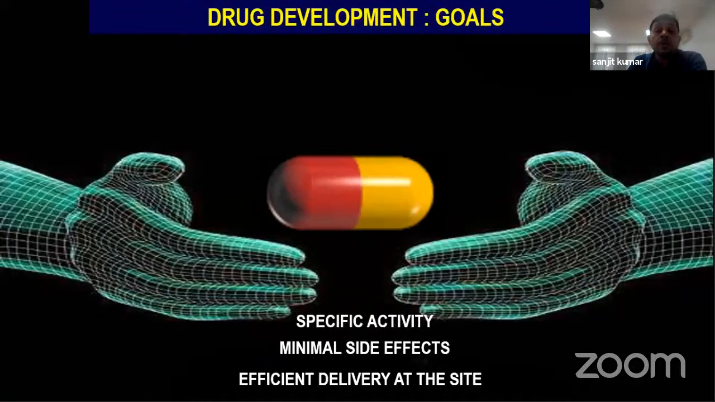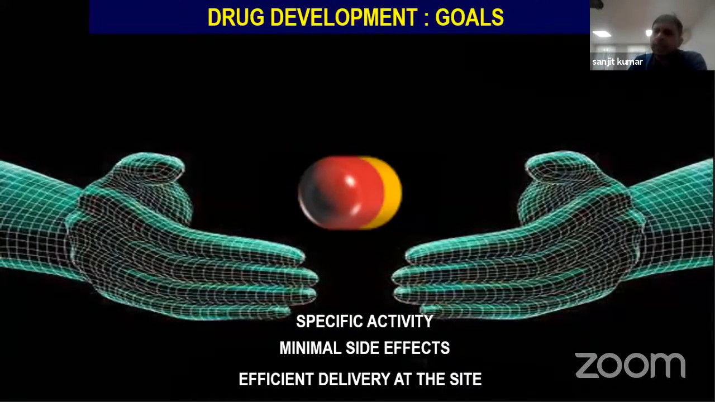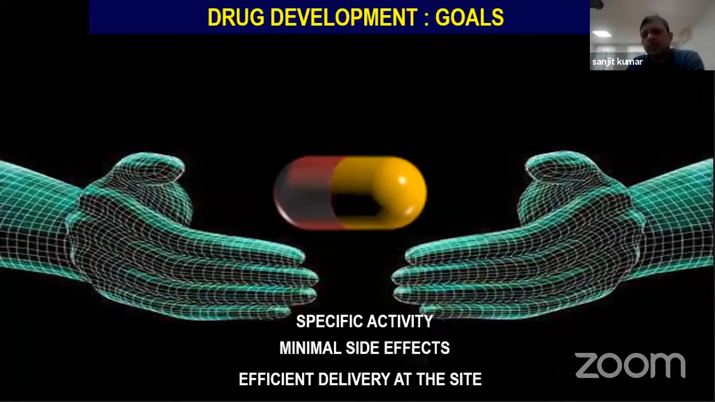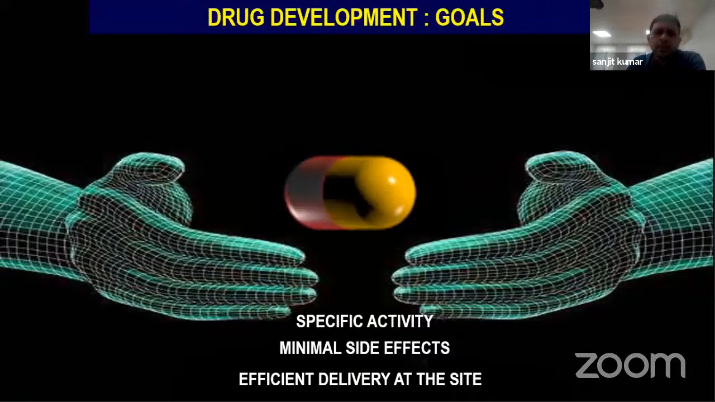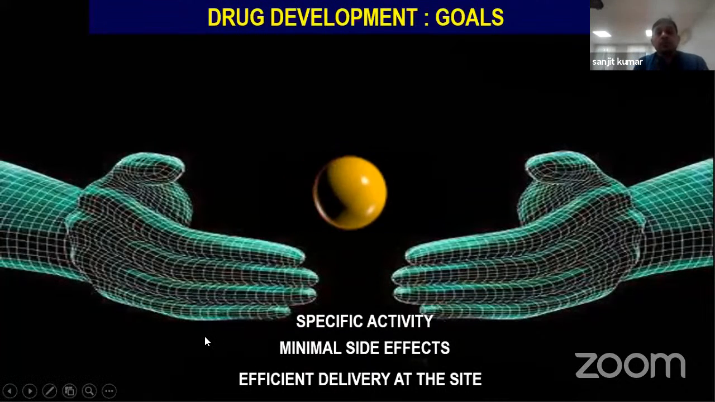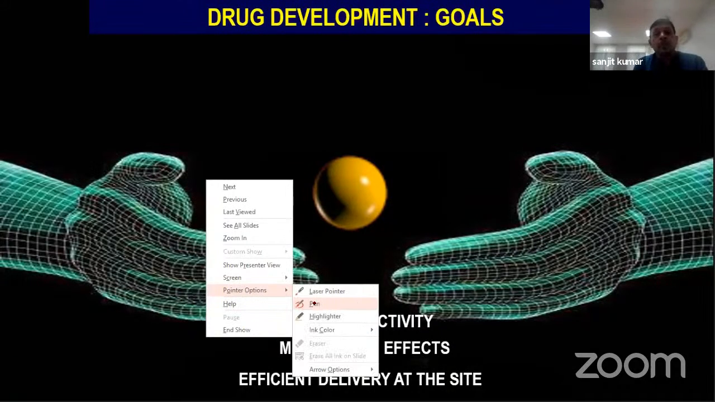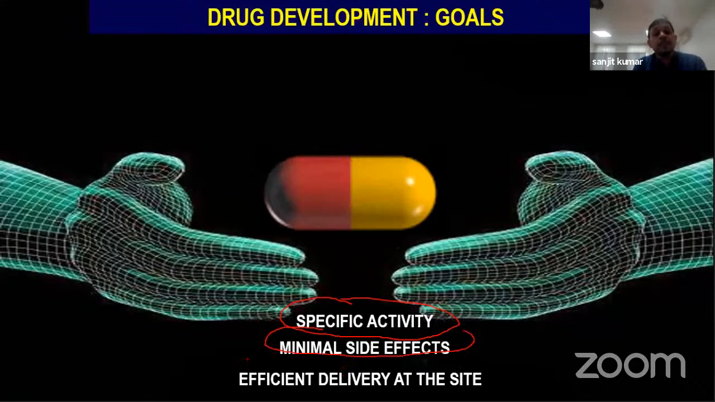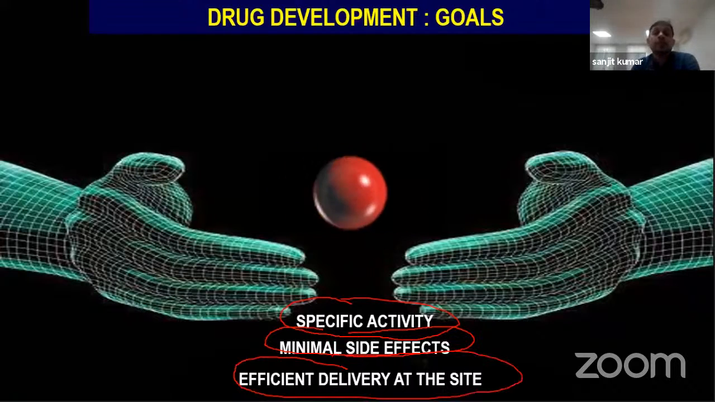What is the goal of drug development? If you go to any pharma company, student, UG, PG, if you get a chance to do summer training or say 6-month training, either in Bangalore, Biocon, Bharat Biotech, Pfizer, any other medicine company, they have 3 targets for drugs: specific activity, minimal side effect, and efficient delivery at the site. These are the 3 challenges for the discovery of drugs.